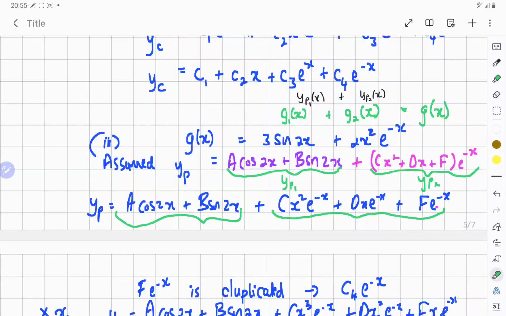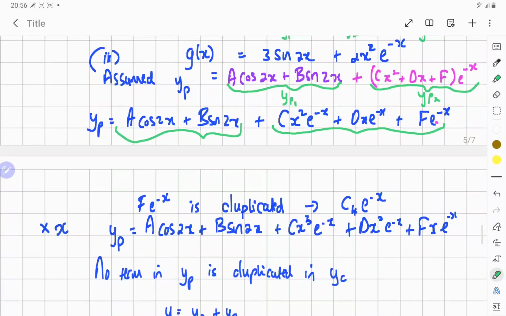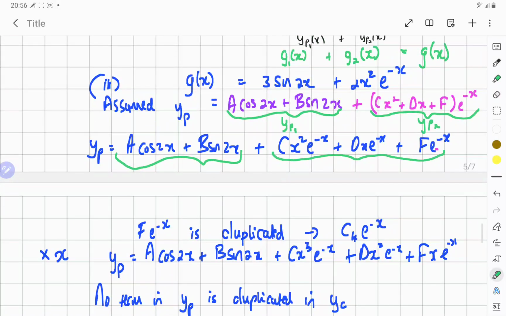While you're seeing that this one is duplicated in the complementary function over here, that's the only one that's duplicated, since these are e to the x and we don't have a duplication here. This one is the only one that's duplicated. That means I'm going to multiply by x. Since e to the minus x is duplicated, I'm going to multiply by x to eliminate that duplication. But what must I multiply by x?